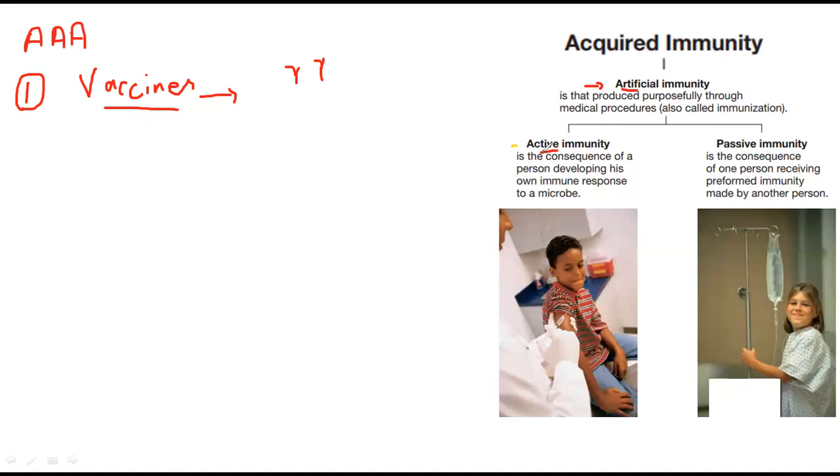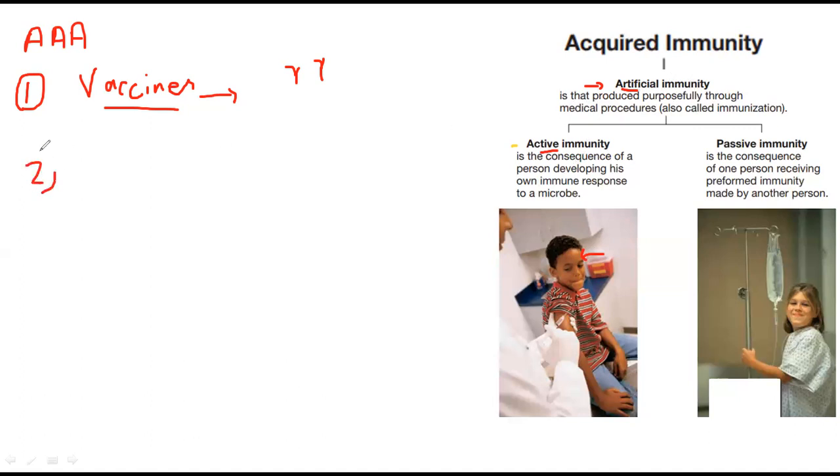And the antibodies are formed against the vaccines, and he becomes immune. If you look at the diagram, this child is given a vaccine, and after that he becomes immune to it. So that's why it is known as acquired artificial active immunity.